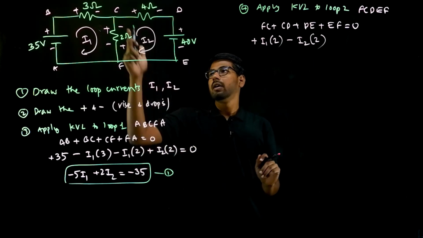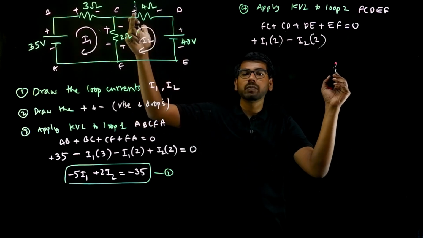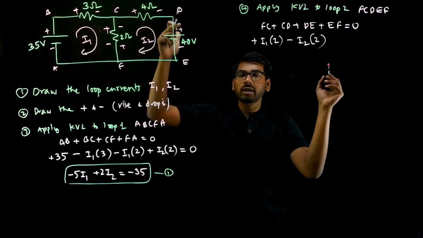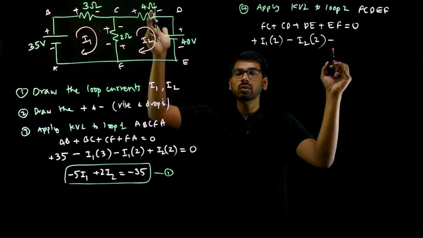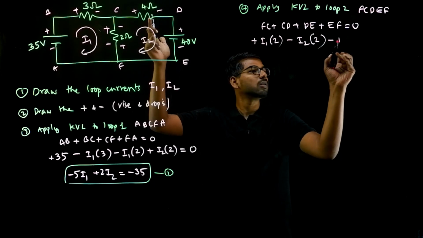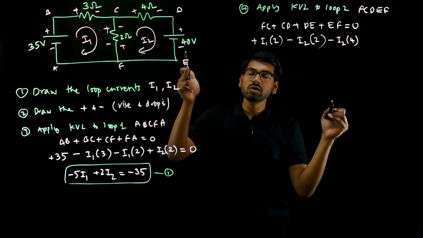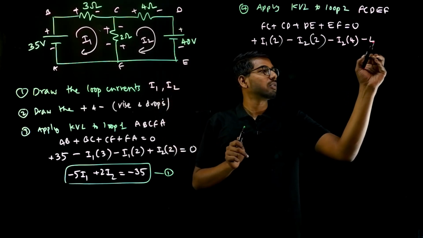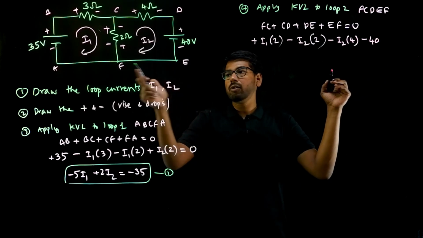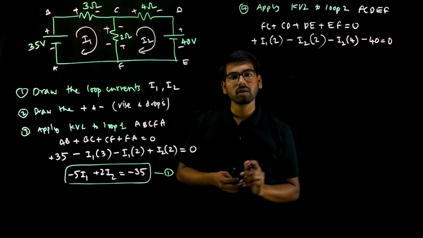Next, CD branch, you are traveling from left to right, C to D, so that is plus to minus, so that is minus, what is the voltage? I into R, so that is I2 times 4. What is the voltage in DE branch? Traveling from DE, that is plus to minus 40 volts. What is the voltage in EF? There are no circuit elements, so voltage is 0. That is equal to 0.